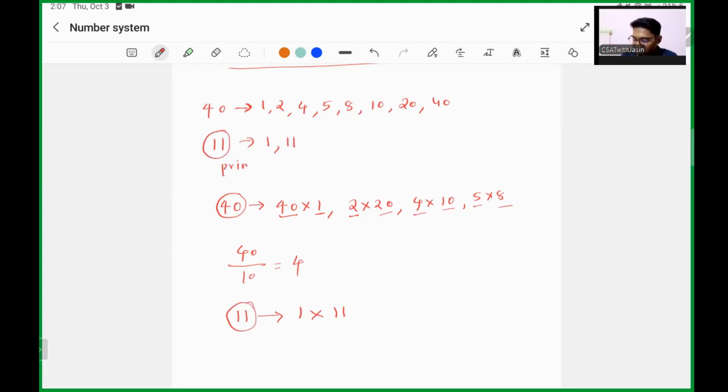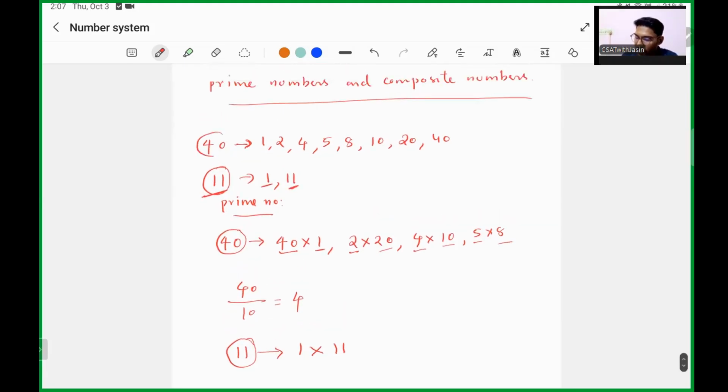So what is a prime number? A prime number is a number which has only 1 and that number as factors. For 11, only 1 and 11 are the factors. But for 40, you have many factors, so 40 is known as a composite number. This is the difference between a prime number and a composite number: a prime number has only 1 and that number as factors, and a composite number has multiple factors.